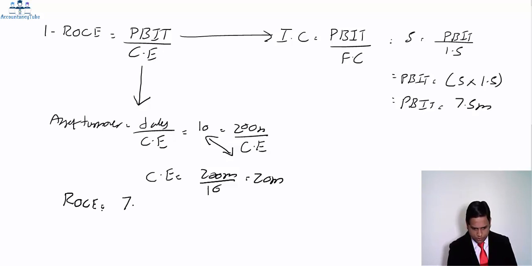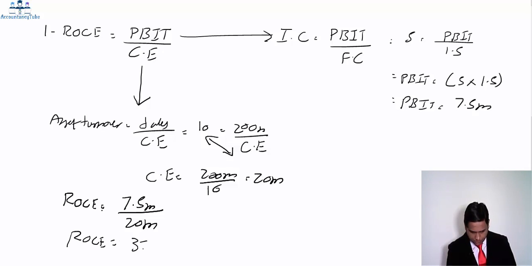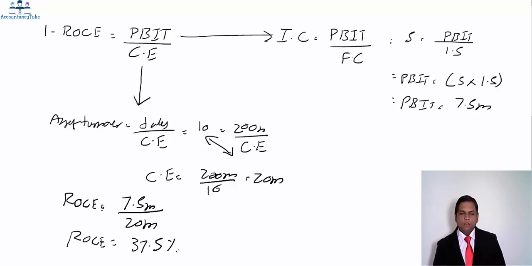Now putting that in our formula of ROS, profit before interest and tax was 7.5 million divided by 20 million. Our ROS is 37.5%. So that's our first example, and from this example you can very clearly see the level of difficulty the examiner puts in the exam.